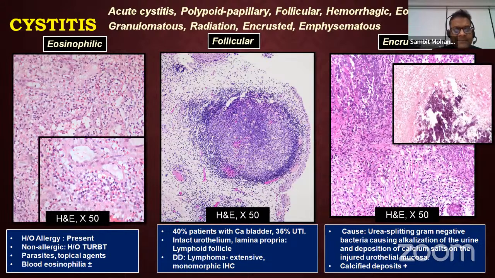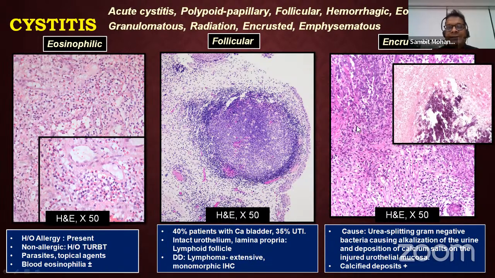Then follicular cystitis. 40% of patients with carcinoma of the bladder and 35% of UTI patients show these reactive lymphoid follicles with germinal centers, present mostly in the lamina propria and sometimes pushing the urothelium, as evident here. The differential here is a lymphoma. If the germinal centers are absent and you see very monomorphic lymphoid cells, please work it up to rule out a lymphoma, because in the elderly age group, CLL can exist. It can be indolent with nothing happening, but they can form a nodule and a plasmacytoma.